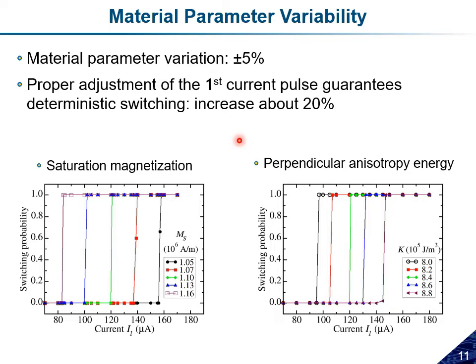And the explanation for such a need of increase of the current is that as the saturation magnetization or the anisotropy constant changes, this leads to a change in the critical current density for SOT switching, and so the first pulse current also has to be increased to account for this critical current increase.